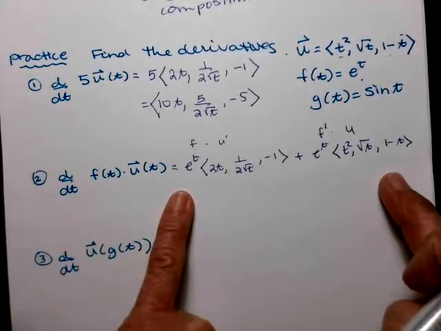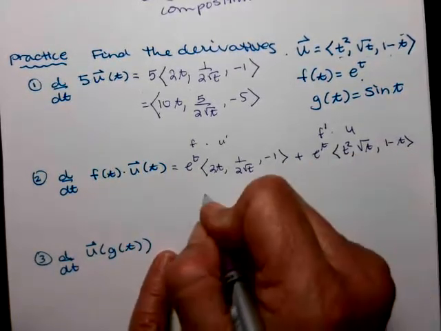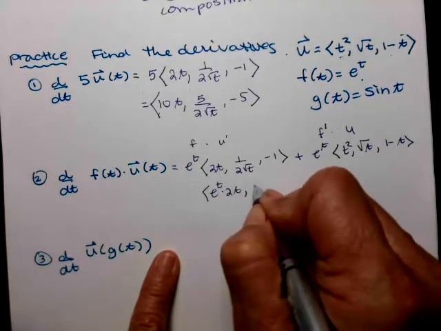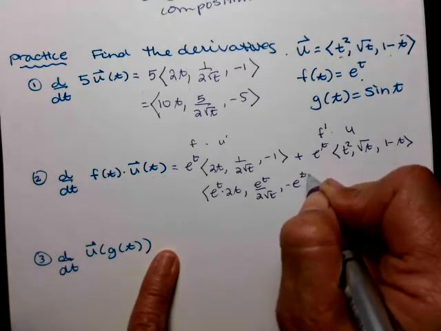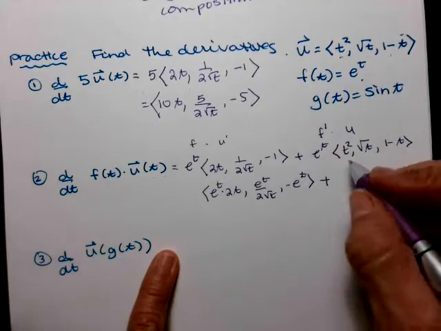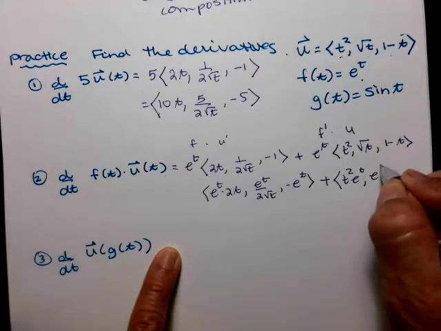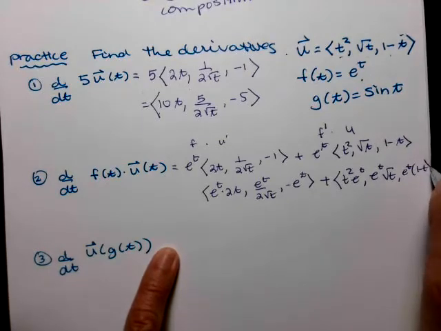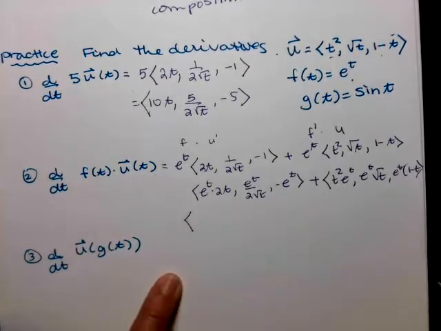Okay, so I'm adding the two vectors together so I can distribute my function on the outside. Right, so I'll have e to the t times 2t, and then e to the t over 2 square roots of t, and then negative e to the t, plus, same thing over here, I'm going to get t squared e to the t square root t, and then e to the t times 1 minus t. Oh, I can barely fit. Okay. So if we add those together, last version, it's going to take a lot of space.